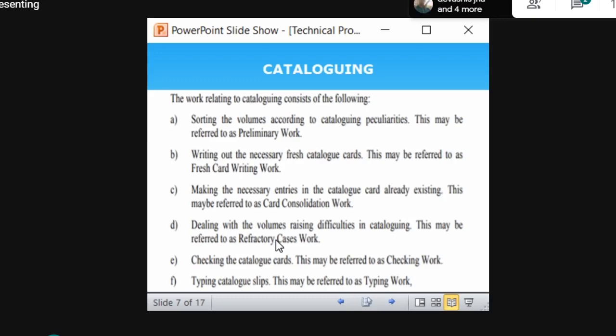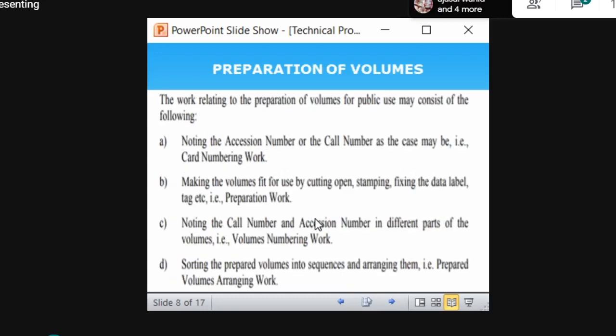And then the fifth point is they will check the catalog card, again checking work, and finally they will type cataloging slips. For that, the user has to retrieve, right? So that is typing work. This will not be done by a single person. For every work they will allot a person. That's why I told you planning, personnel and procedure, and planning is very important. You have to allot a specific person for it as a librarian.